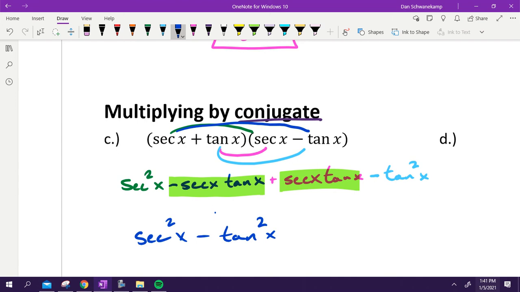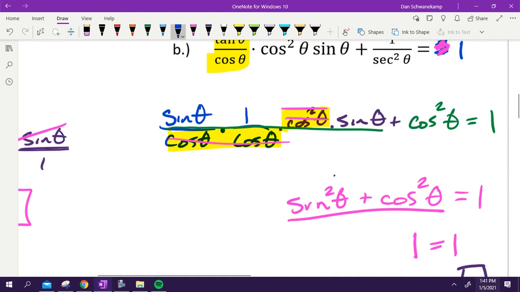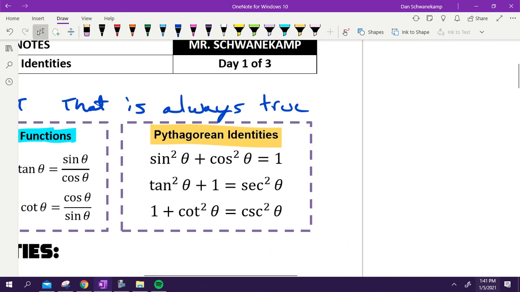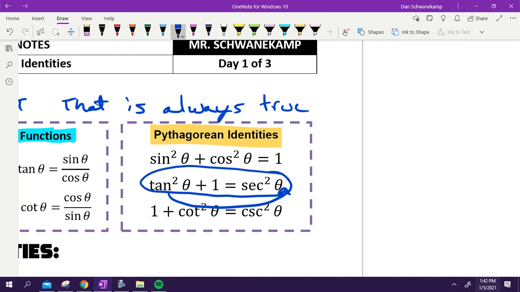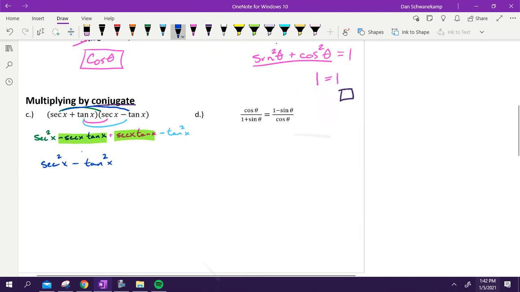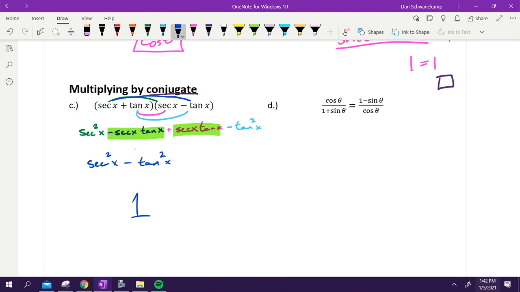If you see ones and squares, your brain should think, ooh, Pythagorean identities. Ones and squares, Pythagorean identities. Anything we can do with secant squared minus tangent squared? What is secant squared minus tangent squared going to get me? 1. The answer is 1 there. So by multiplying by a conjugate, it made it a lot simpler. Instead of that craziness that started, we got to the answer of 1. Conjugates help in a lot of different ways. Good on the first one.